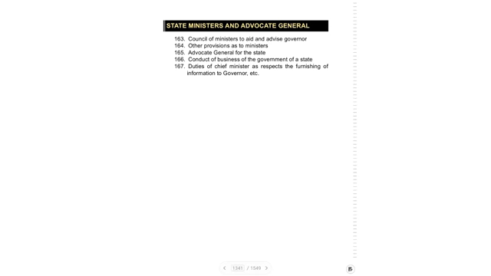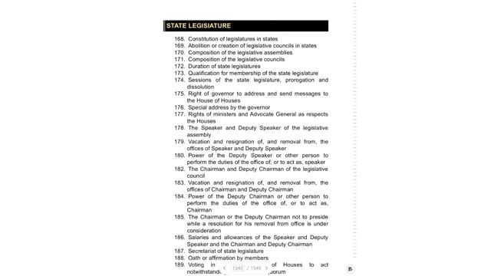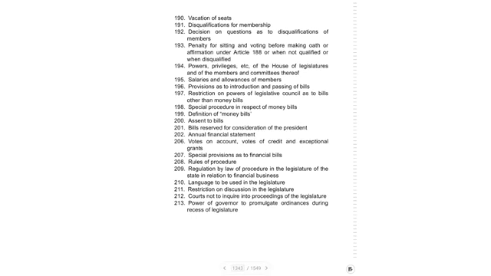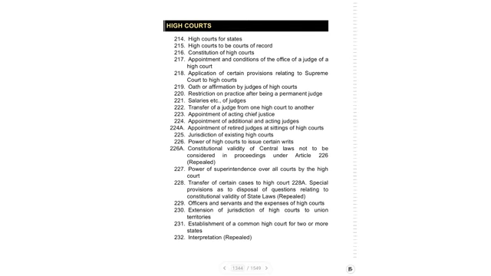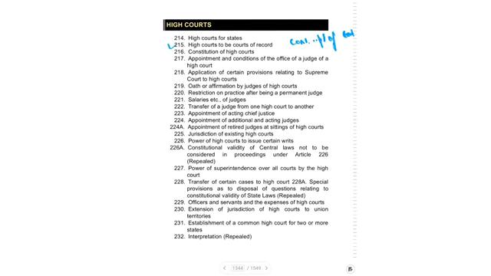So these are the state ministers. So just go through it. State legislative, just go through it and apply that trick 89 and 90. So here comes High Court. Here 215, that is contempt of court, is important. Apart from that, 226 is very important. You should remember it by heart.